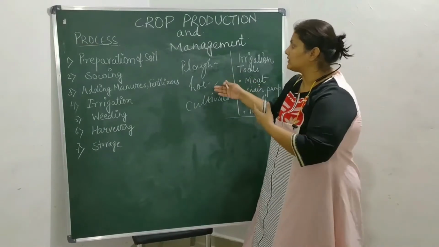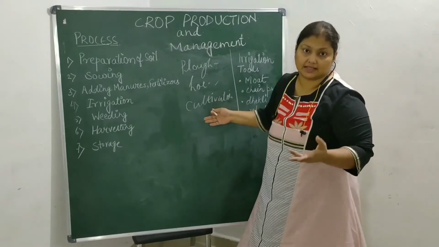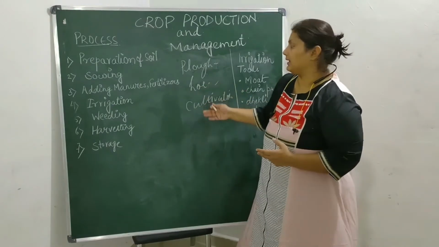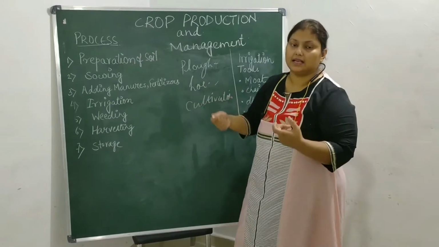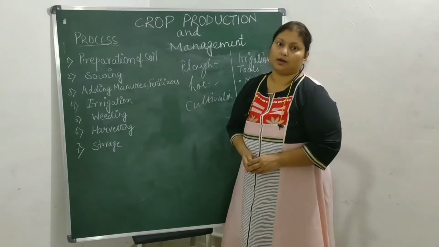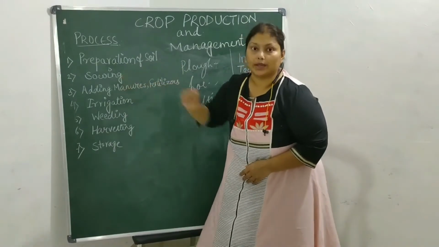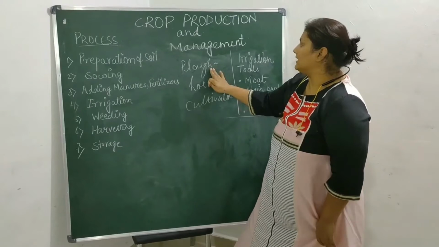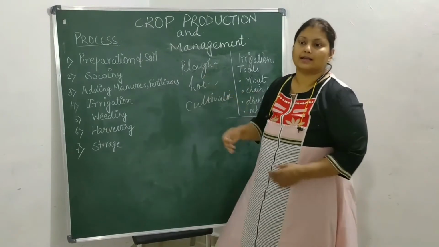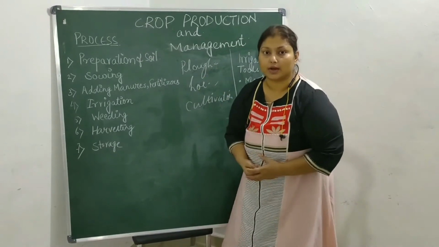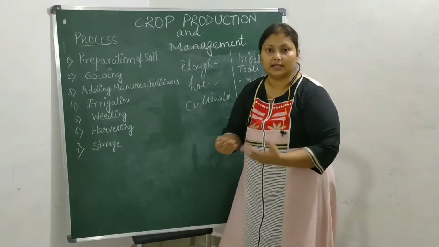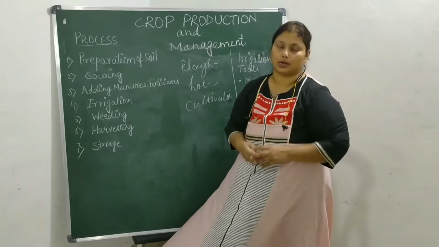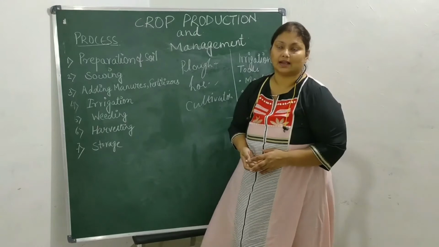By using these 3 agriculture instruments, the farmers easily prepare the soil for the second step, sowing. What is the plow? Plow is the deepening of the soil. Take out the inner layer of the soil and mix up the soil. Why do they do this?